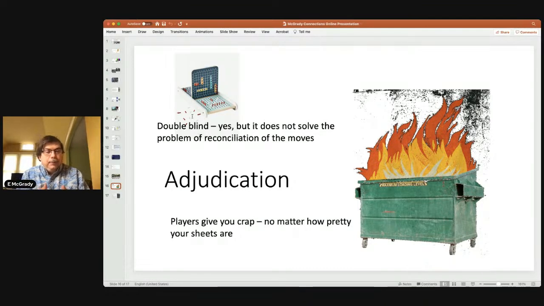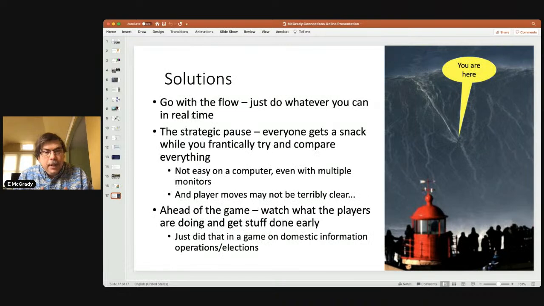So the players use a different version of PowerPoint. Google Docs a lot of times messes things up if you try to edit in Google Docs, and so it can really rearrange the picture for you. There's a couple solutions I found to adjudication in this rather rapid double blind kind of environment, one of which is just go with the flow. Do what you can in real time, read it back to the players.